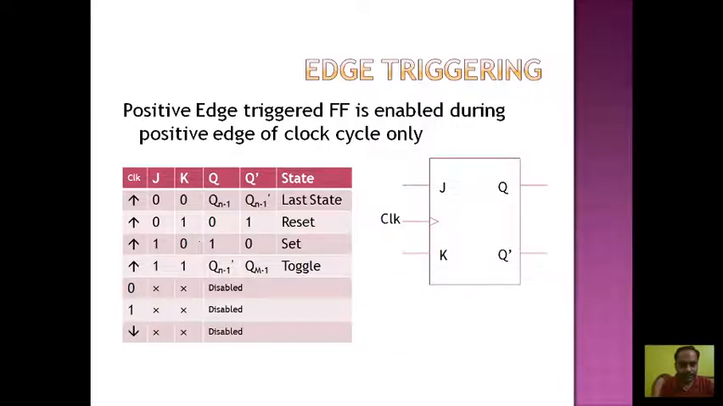Similarly, we have the truth table. So during the whole clock cycle, only the positive edge enables the flip-flop, and the flip-flop behaves in an ordinary JK manner. But during the low part of the clock pulse and the high part of the clock pulse, and including the negative edge of the clock pulse, the flip-flop remains disabled.